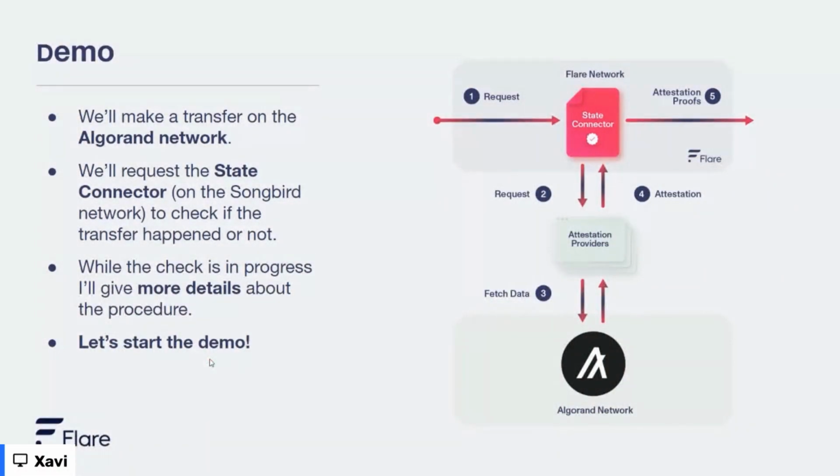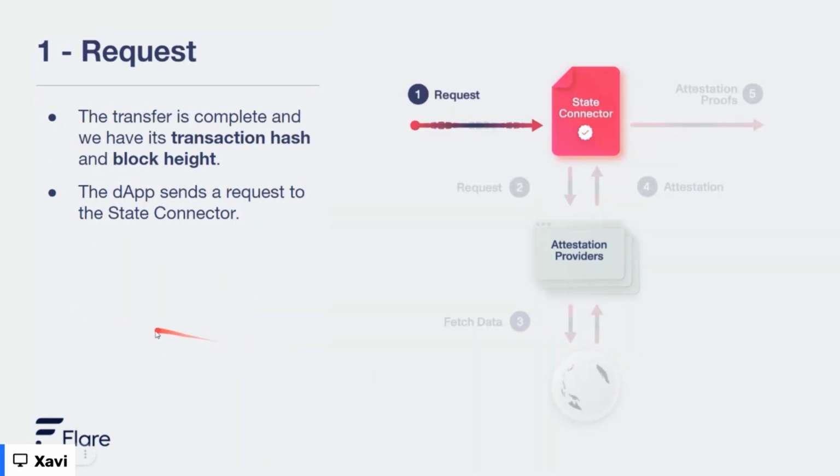So what did we just see? We made a request to the state connector by filling that form with the transaction hash and the block height at which the transaction happened. And that information was sent to the state connector through a request. It's a normal transaction, so it had to be signed with MetaMask, as you've seen.